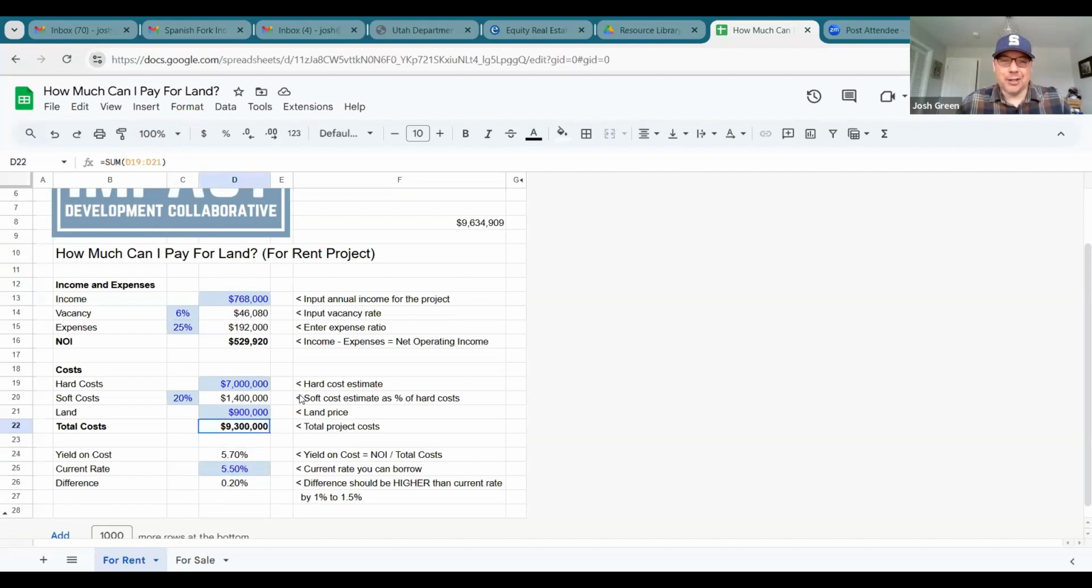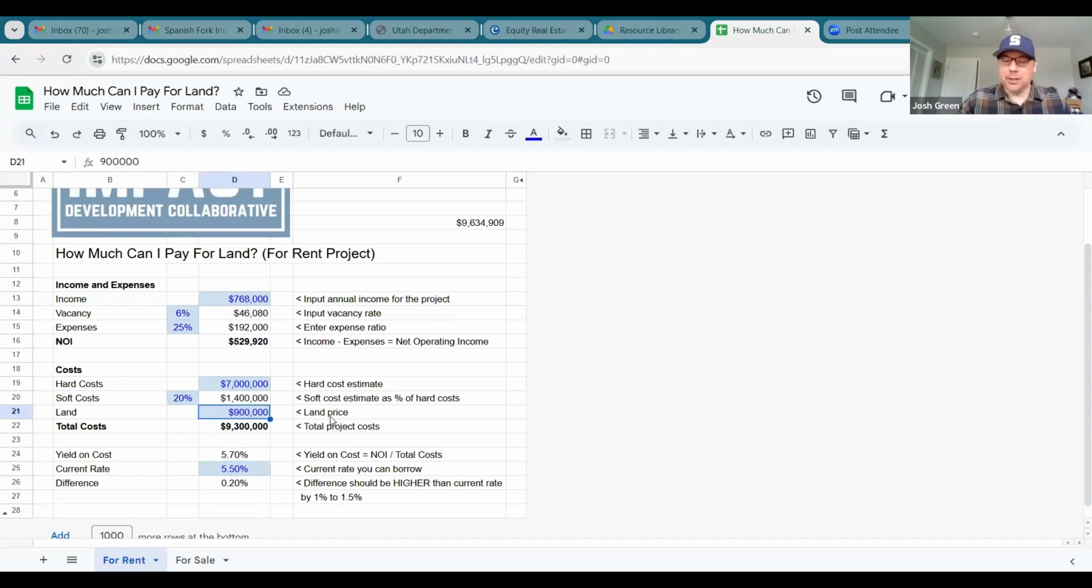Like I said, there's not a lot of margin here, and that might be okay for some people. But if you are one of these investors or developers that wants to see a bigger spread, to feel more comfortable about it, then we can go back to, okay, what can I pay for the land? Let's say we need to be 1% above current cap rate. That would mean yield on cost would need to be 6.5%.